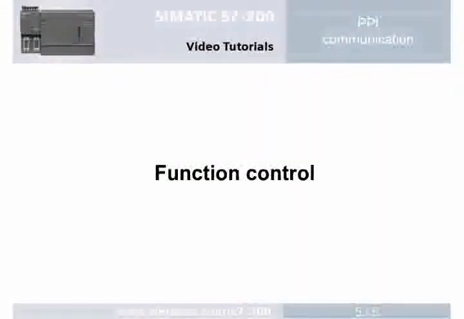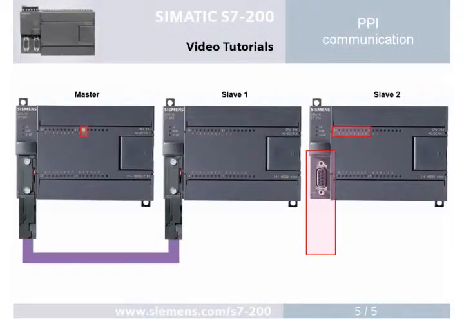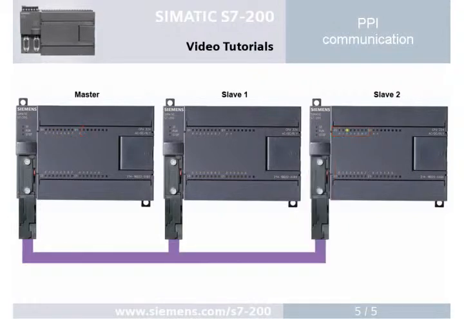Step 5. Function control. With the transition of the master PLC into run mode, the running light is output in the given sequence. If the communication of the master with one of the slaves is interrupted, the running light goes out on the respective slave, and output bit 1.